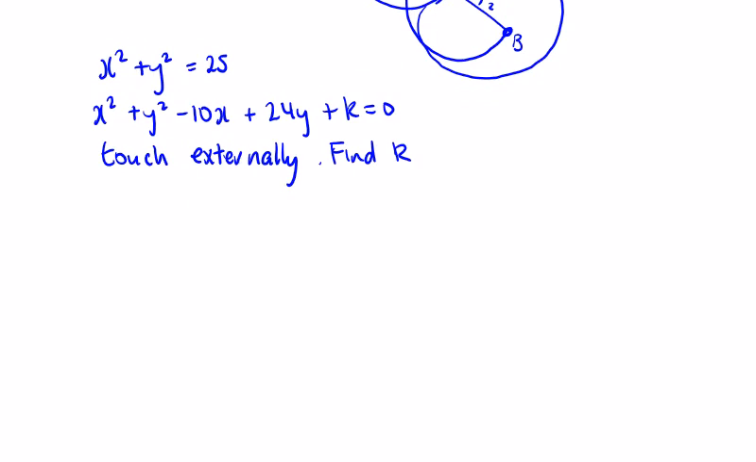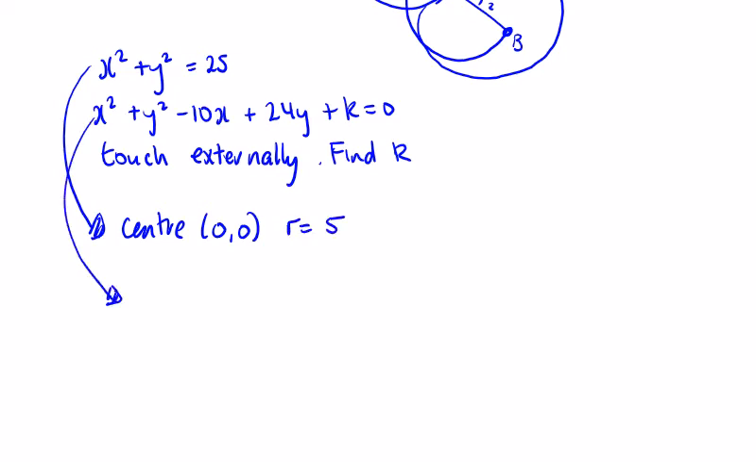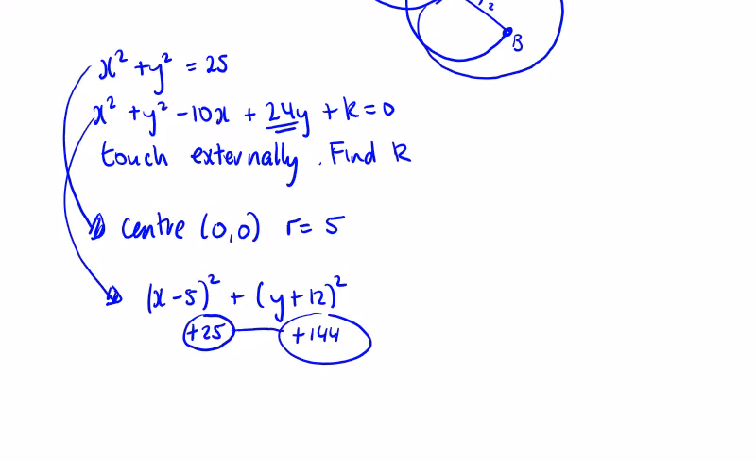So let's have a look at the first equation. My center is 0, 0, and my radius is the square root of 25. For my second equation, I have x minus 5 squared to give me my minus 10x. We've brought in a 25 we don't need, plus y plus 12 squared, which gives me the 24y, but I've got a 144 there that I don't need. So I'm at 169, so I'd have to take away that 169, and I still have my plus k equals naught. If I write this equation out as x minus 5 squared plus y plus 12 squared, that's going to be equal to 169 minus k.